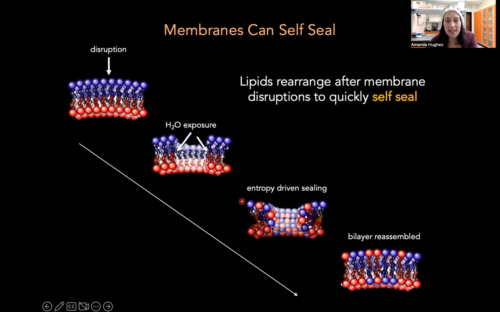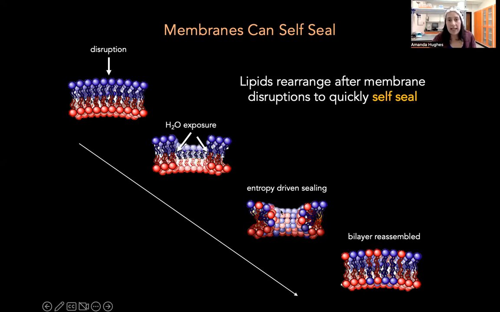So what'll happen is there is an entropy-driven self-sealing. So notice that right now, for a very, very small fraction of time, those hydrophobic regions are being exposed to water. And then think of what I said in biochemistry class of how all those water molecules are very ordered around the hydrophobic tails, and that is decreasing our entropy, and that's not favorable.